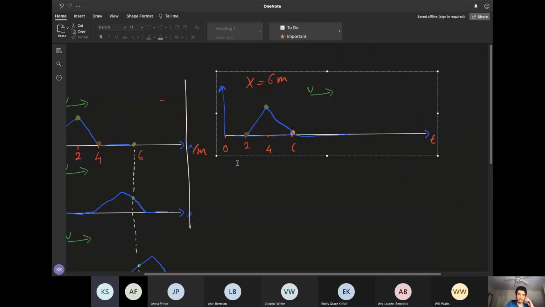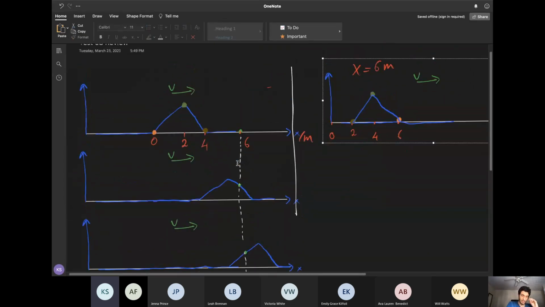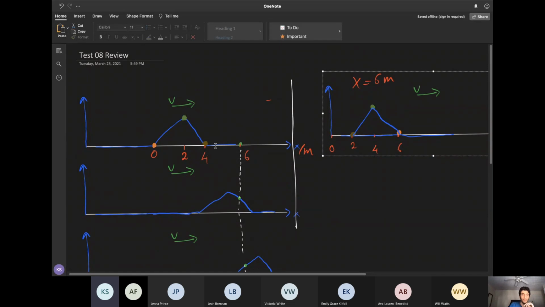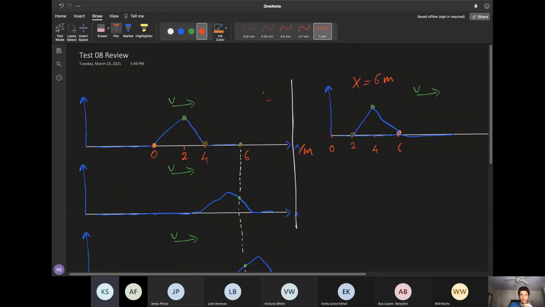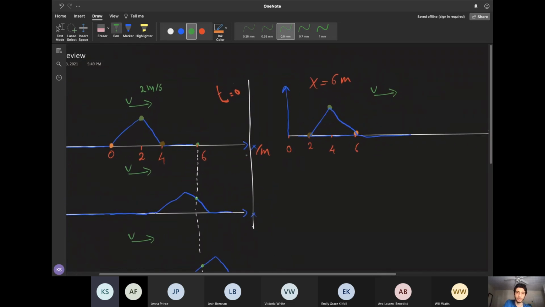So let's look at the following. Let's say that this is a graph for t equal to 0, and the speed is equal to 2 meters per second. We look at 2 meters per second, and this is our reference point. We want to see how over time at the point 6 the wave will look.